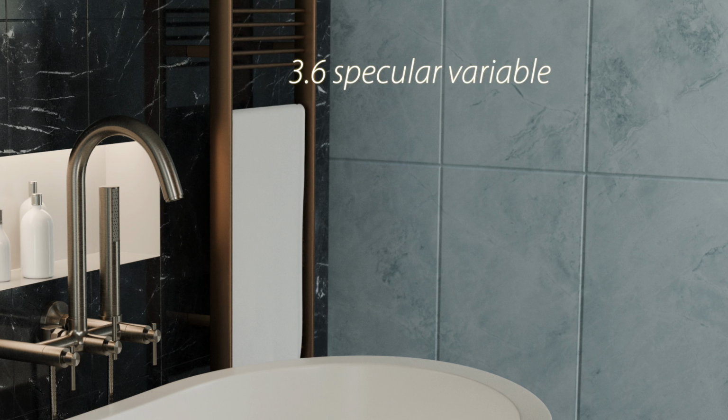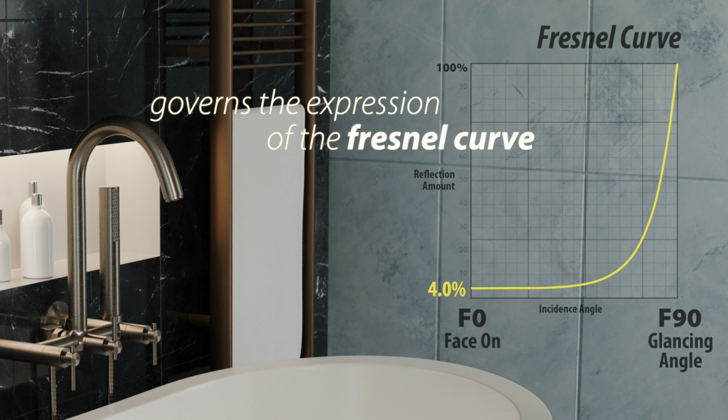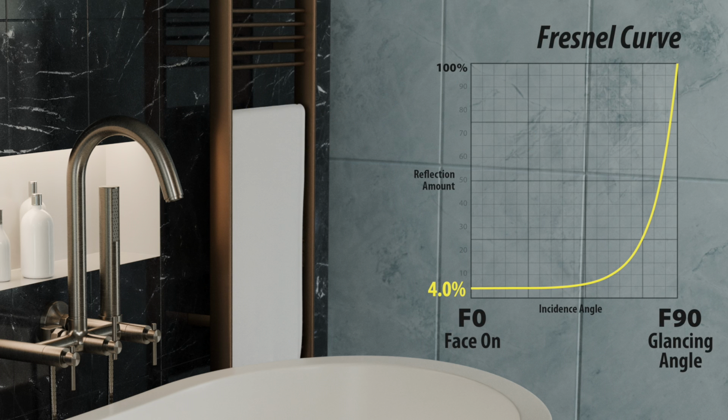So the specular variable, as it's called in 3.6, governs the expression of the Fresnel curve. I've spoken about this in many of my videos. Specifically, it controls the expression of the low end of the Fresnel curve. The glancing angle end of the curve always goes up to 100% on perfectly polished surfaces. So this is where things have changed in 4.0.